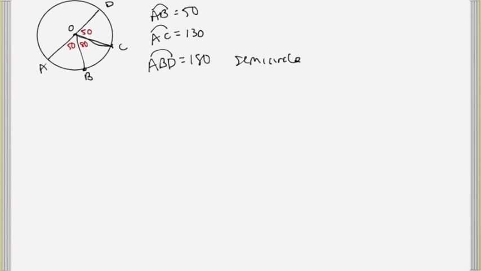Okay, we name a semicircle with three letters, because if I just said AD, you wouldn't know whether I meant go around clockwise or counterclockwise. So semicircles we name with three letters.